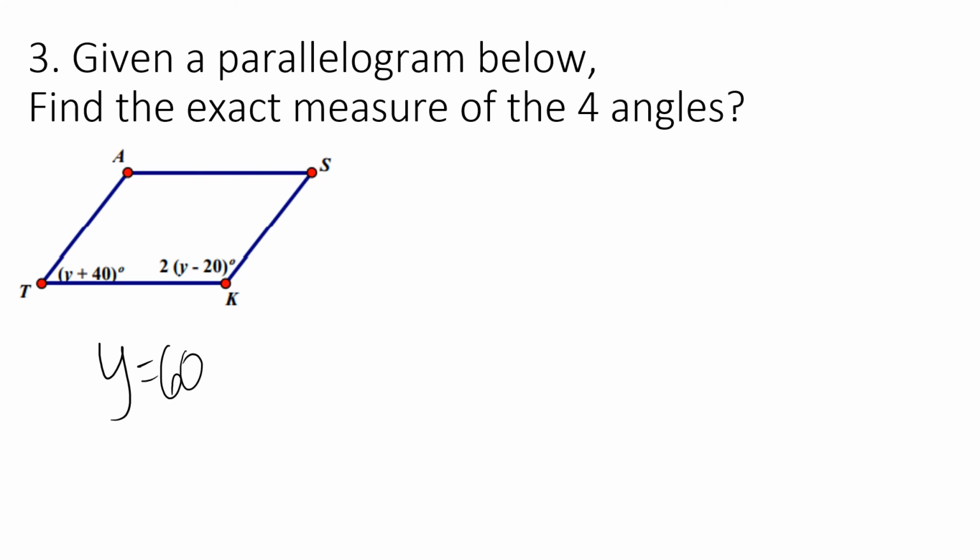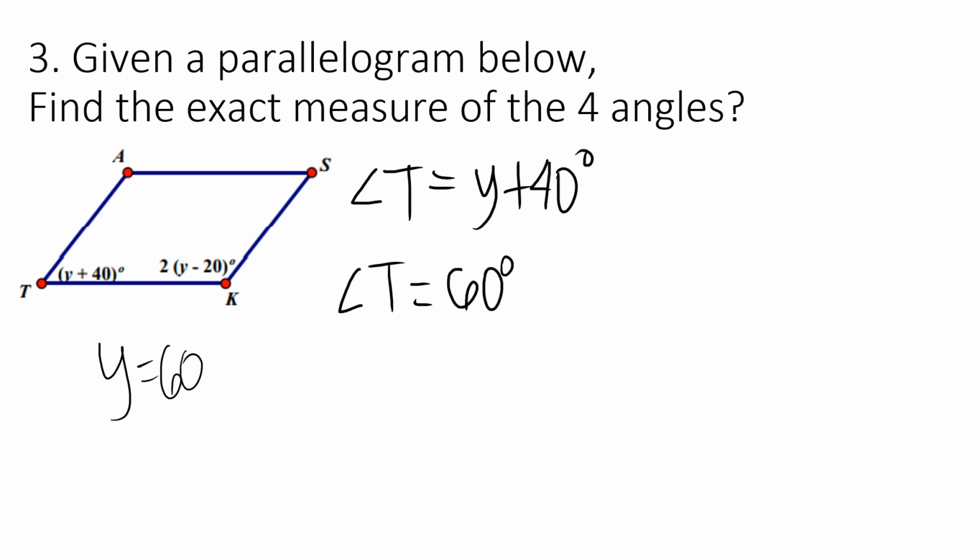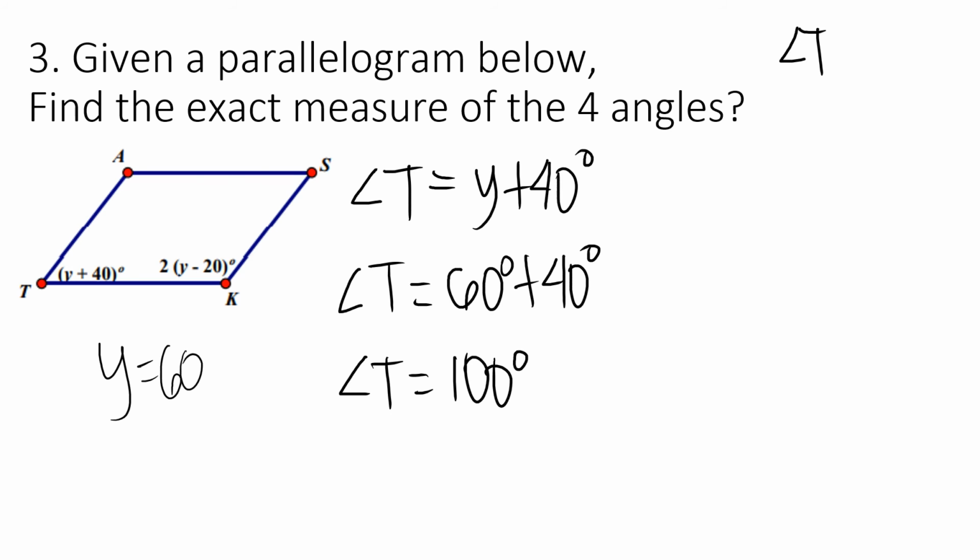To find the value of your angle T, you have to copy angle T equals its value, that is y plus 40 degrees. So angle T is equal to y, which is 60 degrees, plus 40 degrees. Angle T equals 100 degrees. So let's take note that on this upper right side of the slide, T is equal to 100 degrees.